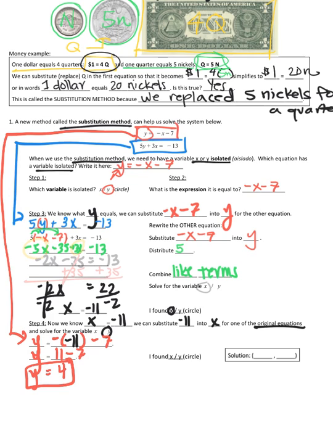So I have a solution because now I know x and y. I have to have both. I know x is negative 11 and y is 4. So my solution is negative 11, 4.